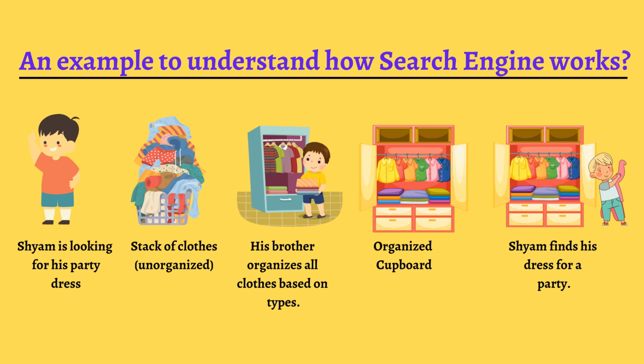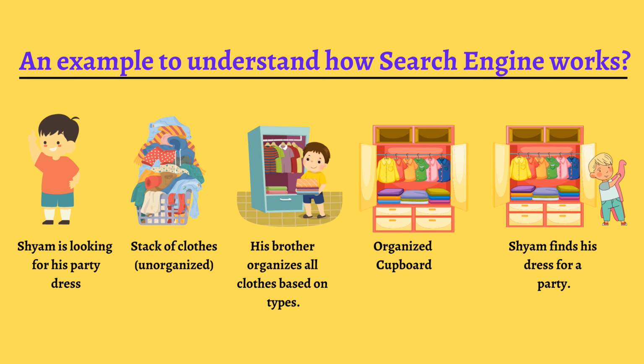In this example, as you can see, Sham is looking for his party dress, and here is a stack of clothes that are unorganized. Then his brother organizes all the clothes based on types. Then the cupboard is organized. Then finally, Sham finds his dress for a party.